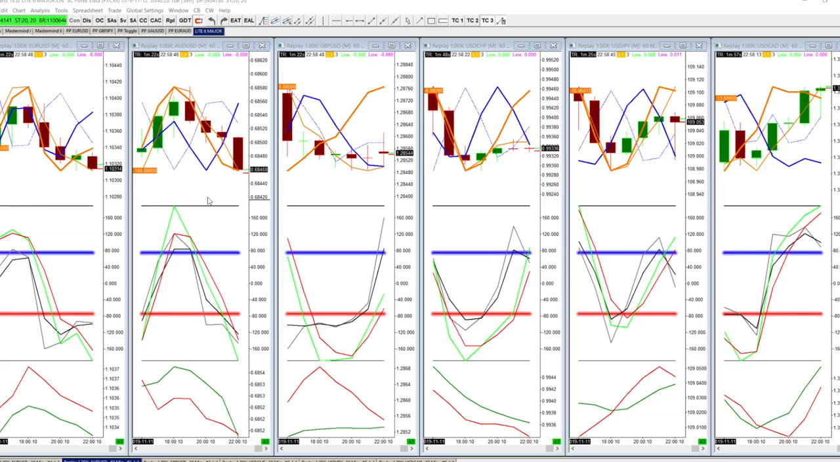Now this signal happens quite often. You can see right here, it's happening on 2 charts at the same time. But we still need to wait until the top of the hour, and we need to see if at the bottom it points up and at the top it points down.